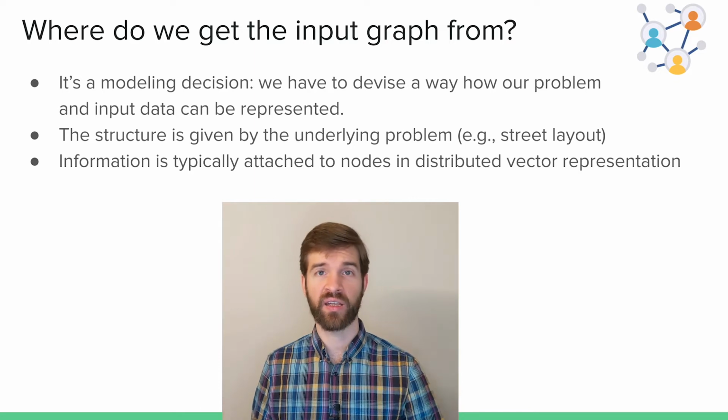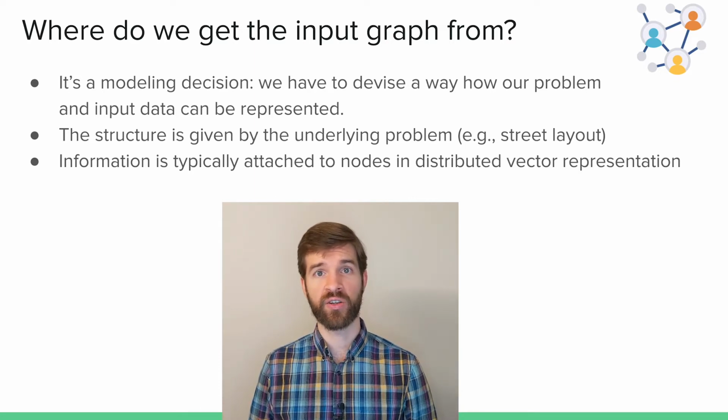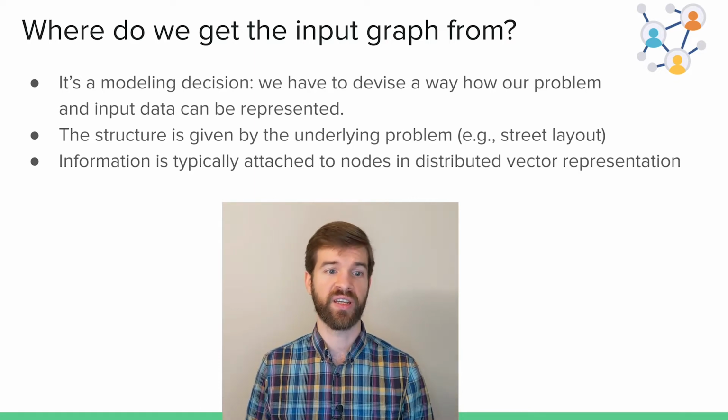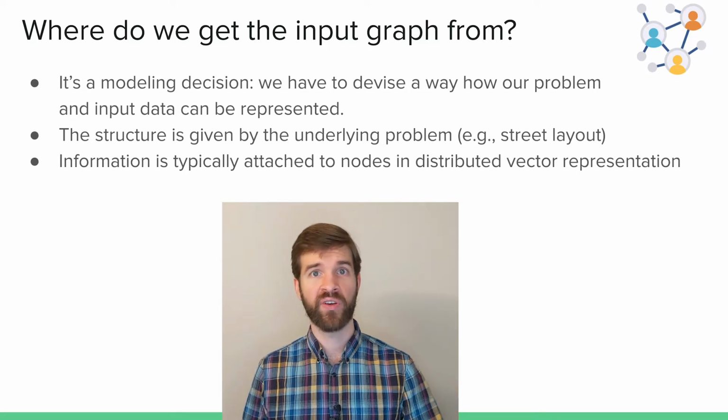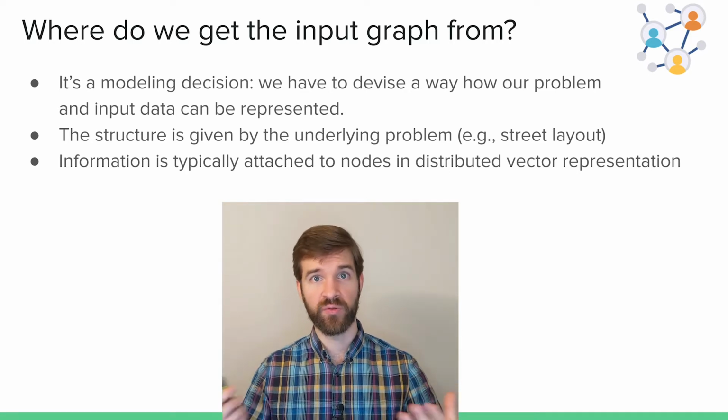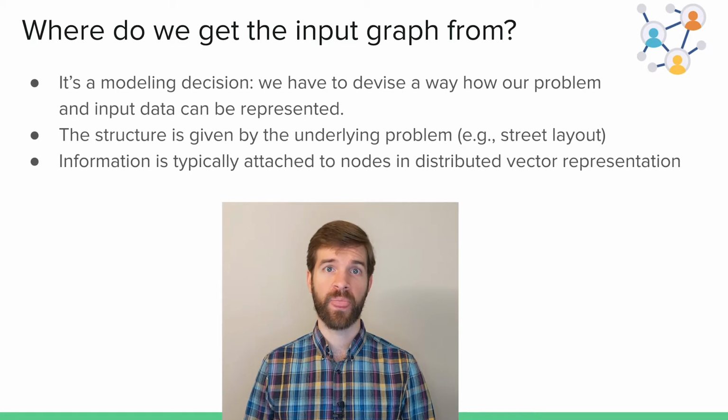Or a street layout. If you say the intersections are nodes and the roads are edges, in this case, we would also have the structure naturally evolving from how we form our input data. One thing I would like to mention here is that information is typically attached to the nodes, and not just in an arbitrary form, but in a so-called distributed vector representation.